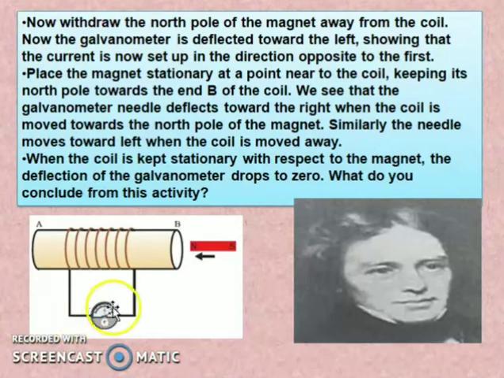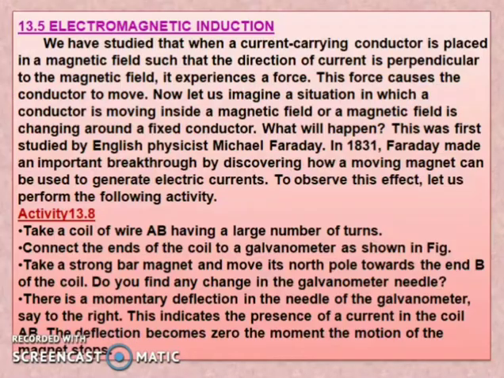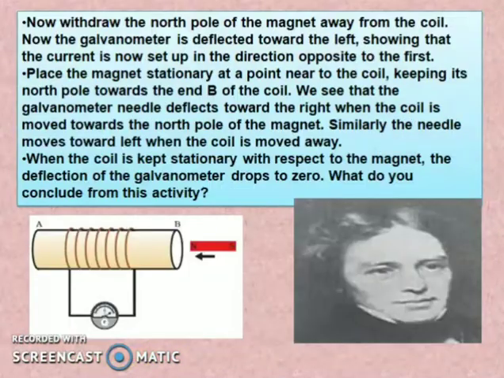So there is a deflection of the galvanometer to the right when the north pole of the bar magnet is moved towards B. This indicates the presence of current in the coil AB. The deflection becomes zero the moment the motion of the magnet stops. So when we move this bar magnet towards B, there is a deflection in the galvanometer towards the right. When the movement of the bar magnet is stopped, the deflection in the galvanometer becomes zero.